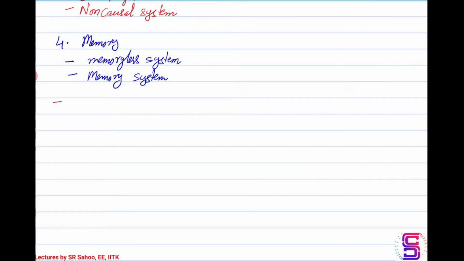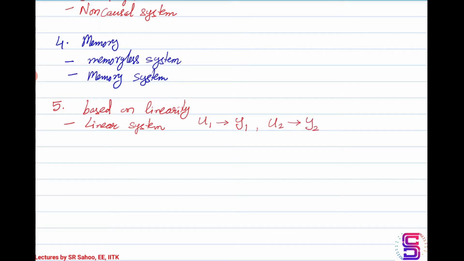The next classification is based on linearity. If a system is linear or satisfies the principle of superposition, then we call it a linear system. So basically, for an input, let's say u1, the output of the system is y1, and for another input u2, the output is y2.